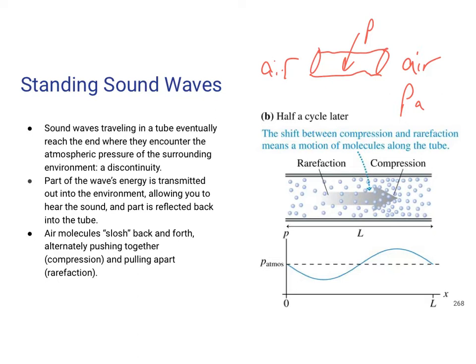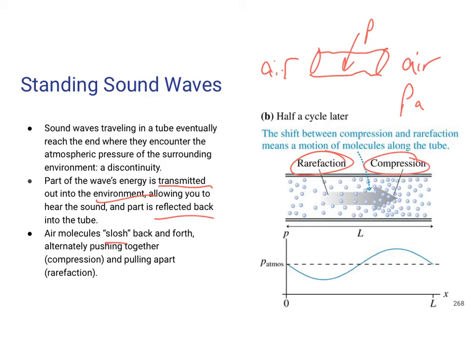But the air molecules are sloshing back and forth, and all of a sudden they reach the air molecules of their environment, which causes a discontinuity in mediums. We talked about discontinuity way earlier on, when we were going from one medium to another medium. When that happens, part of the wave's energy is transmitted, meaning it goes into the new environment, out into that new pressure, which allows you to hear the actual sound. But part of it is reflected back into the tube, and that causes these molecules to slosh back and forth, pushing against each other and pulling apart from each other, causing these areas of compression and rarefaction.